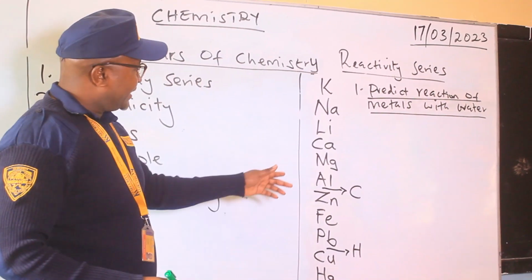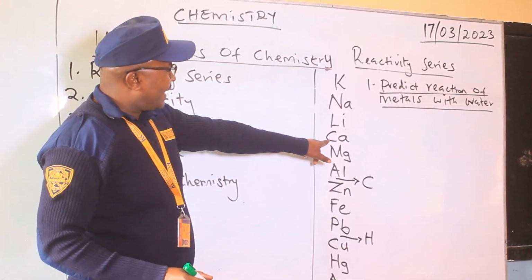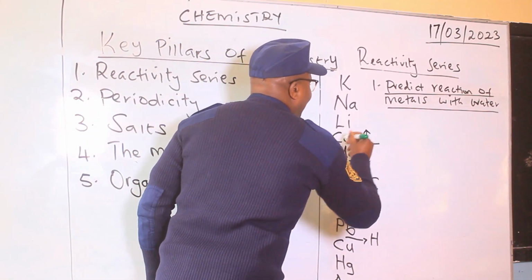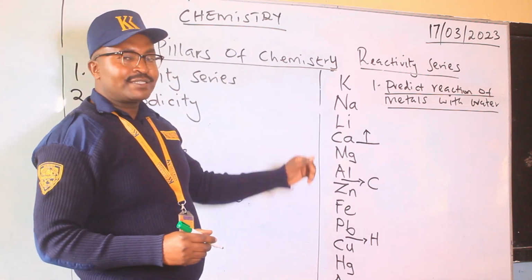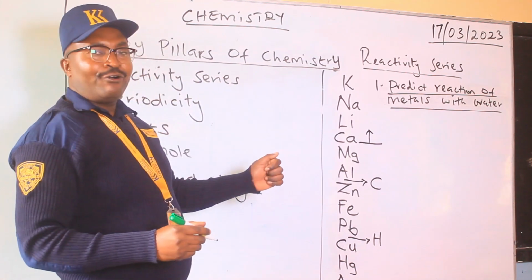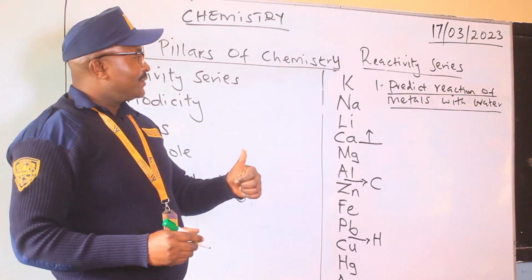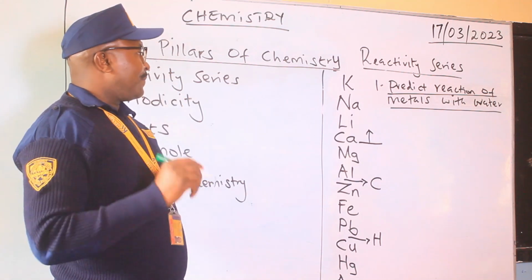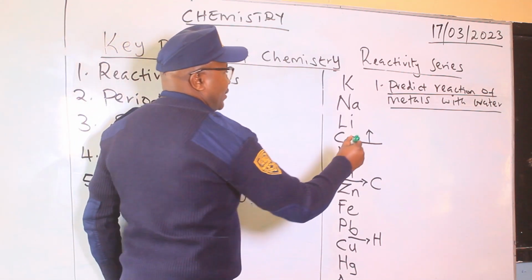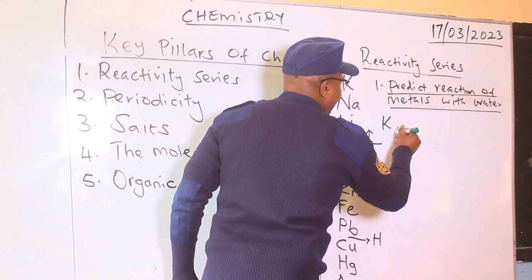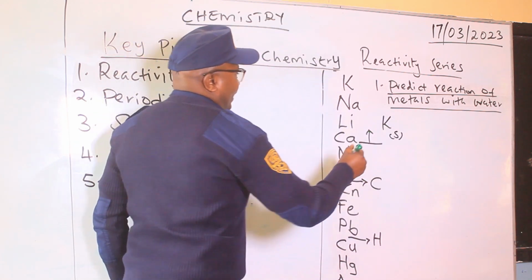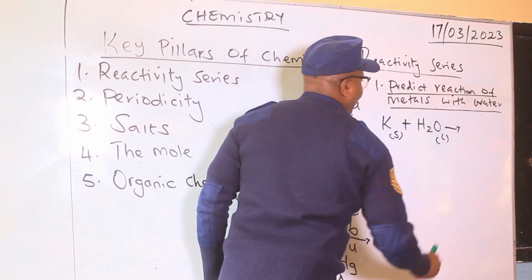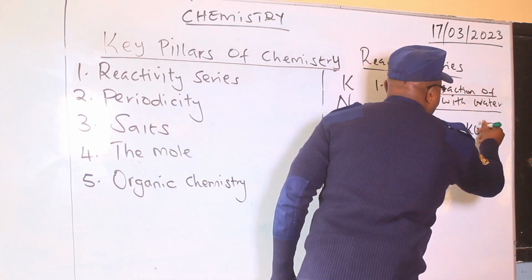If you look at our reactivity series, you'll find that calcium and metals above calcium, when they react with cold water, form their respective metal hydroxide and hydrogen gas is liberated. For example, I'll take potassium, and when you react potassium with water, the products are potassium hydroxide plus hydrogen gas.